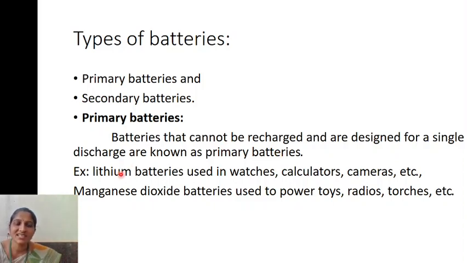Examples of primary batteries are lithium batteries used in watches, calculators, and the cameras which we used earlier, that is, analog cameras. In those cameras we used these, etc. And manganese dioxide batteries are used to power toys, radios, and torches. Previously, radios had batteries only, and torches also. Those torches did not have a rechargeable battery, so at that time these were used. But nowadays, torches have rechargeable batteries itself. Those are called secondary batteries.